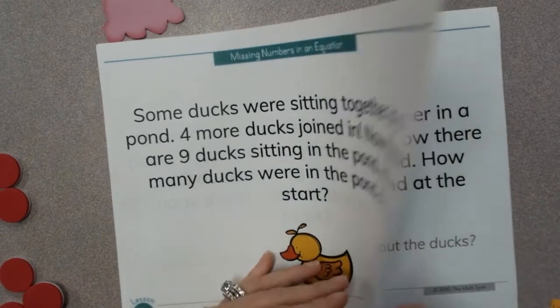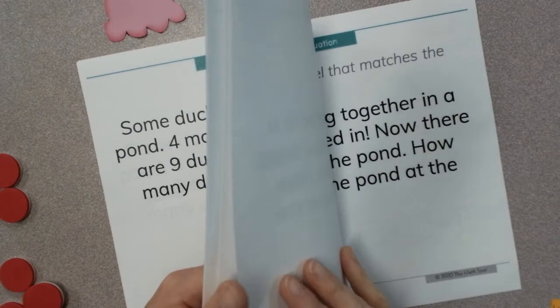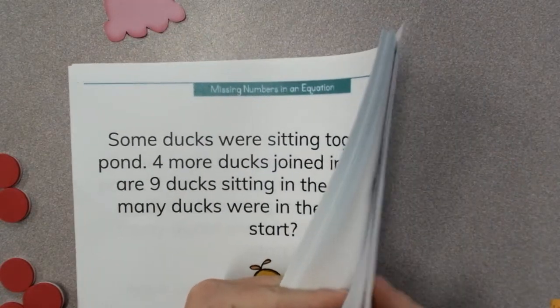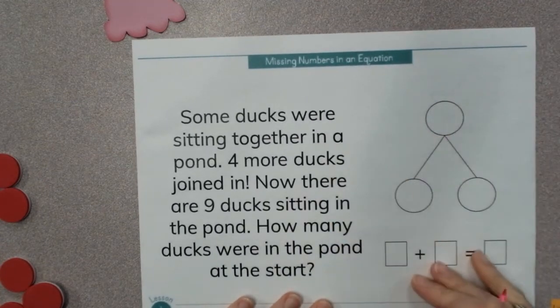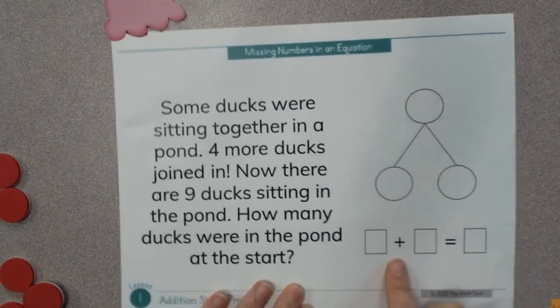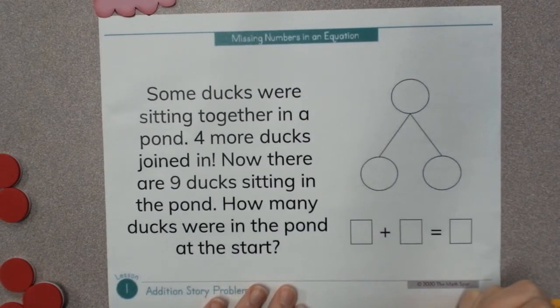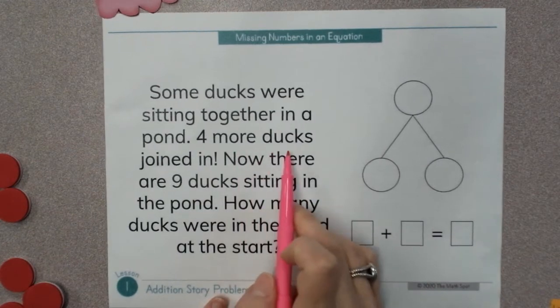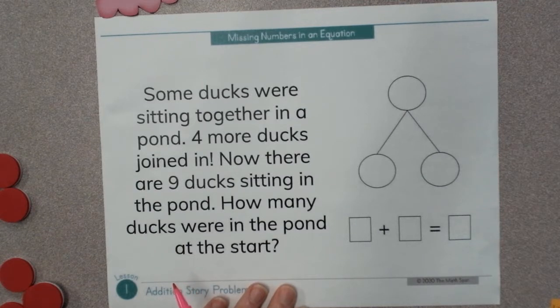Okay. Here we have, okay? And we're going to use our number bonds, and we're going to use our sentence just to help us a little bit more, okay? So some ducks were sitting together in a pond. 4 more ducks joined in. Now there are 9 ducks sitting in the pond. How many ducks were in the pond at the start?